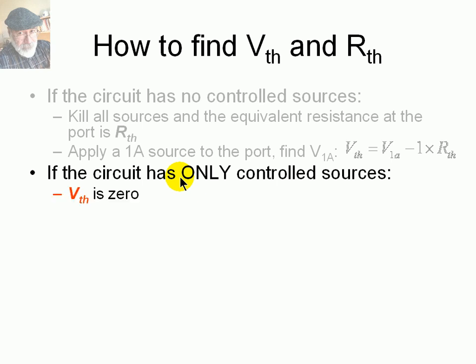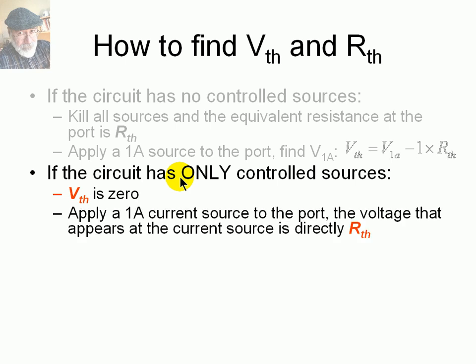If the circuit has only controlled sources, then we know something. We know that Vthevenin is always 0. No need to compute it. And Rthevenin, we obtain from a 1 amp source. Same deal, we apply a 1 amp current source to the port, and the voltage V1A that appears at the port is directly the value of Rthevenin. It cannot be simpler than that.